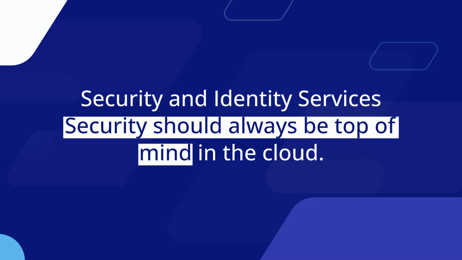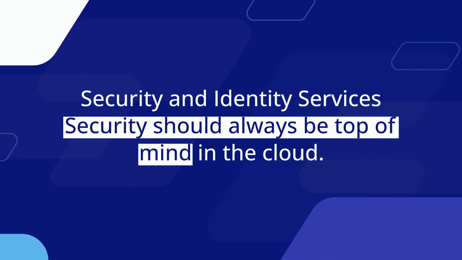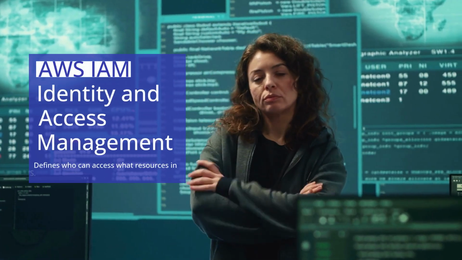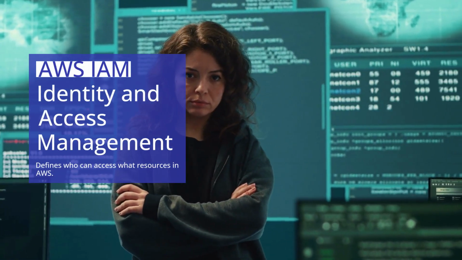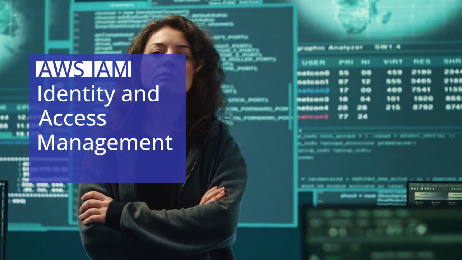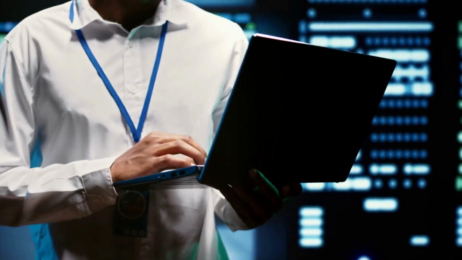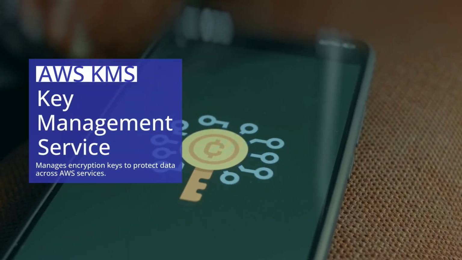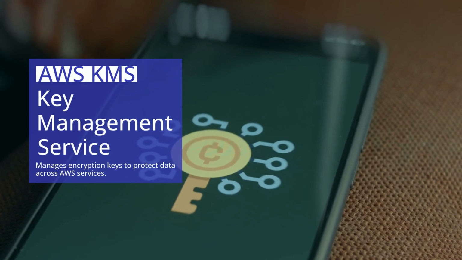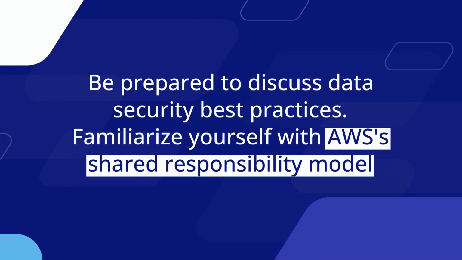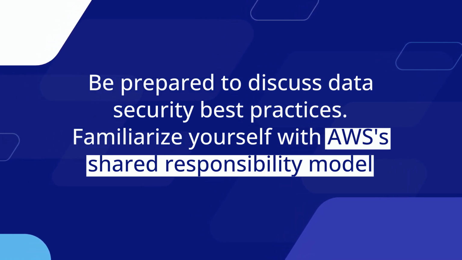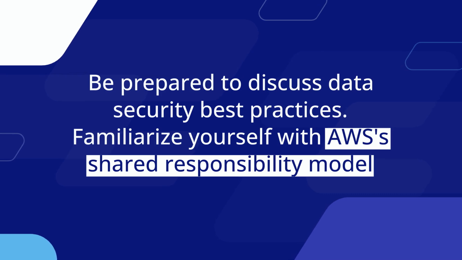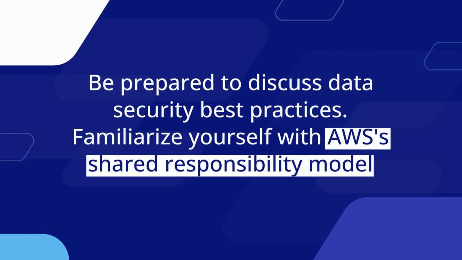Security and identity services. Security should always be top of mind in the cloud. Important services to know include AWS IAM, Identity and Access Management. It defines who can access what resources in AWS. Understand policies, users, groups, and roles in detail. AWS Key Management Service, KMS, manages encryption keys to protect data across AWS services. Be prepared to discuss data security best practices in your preparation. Familiarize yourself with AWS's shared responsibility model, which outlines the security responsibilities of both AWS and the customer.